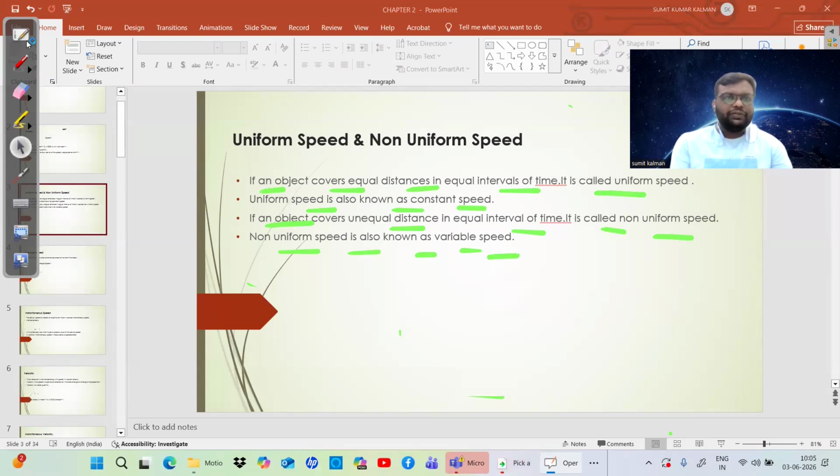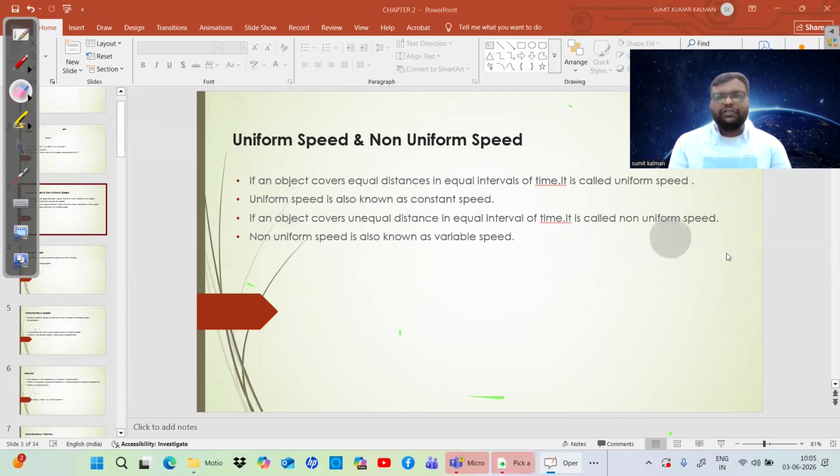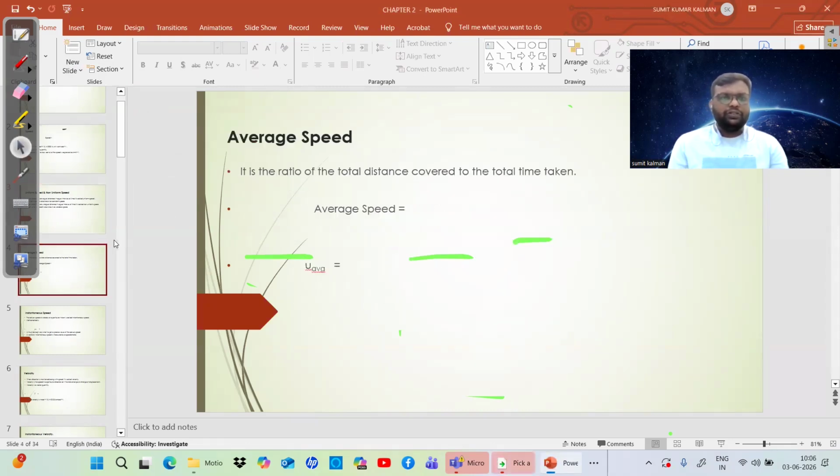And students, if you will take unequal distance in equal interval of time, it will be called as non-uniform speed. You can just take an example, take some unequal distance in equal interval of time, and if you will calculate, that will come out to be variable. The speed will not be equal, so that will be variable speed. So friends, here non-uniform speed is also known as variable speed. So this was all about uniform speed and non-uniform speed.